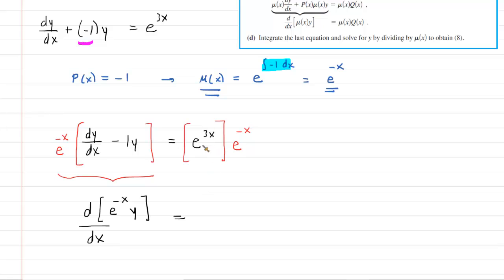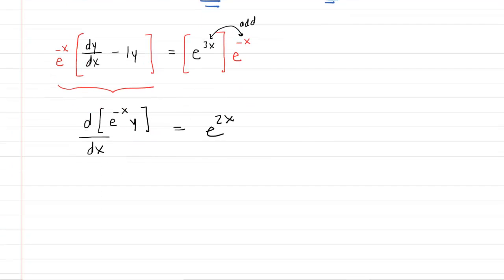On the other side, you can simplify because you're multiplying two exponential functions, so we're going to add those powers together. If we add those together, we get 2x, so we're going to have this equal e to the 2x. So that would complete the third step. The fourth step is to integrate this last equation and then solve for y.